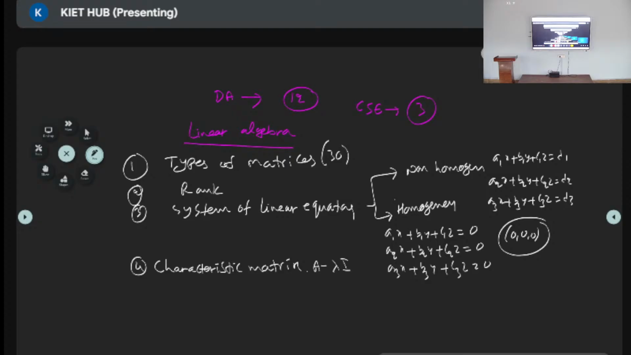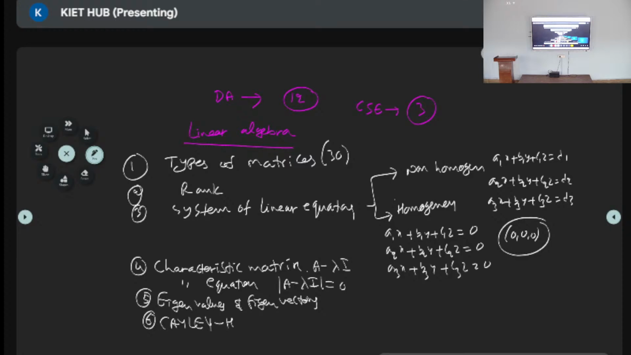What is the characteristic equation? Determinant of A minus lambda I equal to 0 is the characteristic equation. Hope all of you have studied these two, characteristic matrix and characteristic equation. Then next, very very important, eigenvalues and eigenvectors. Then next, the sixth one is the Cayley-Hamilton theorem.